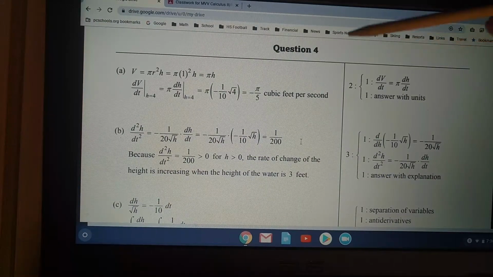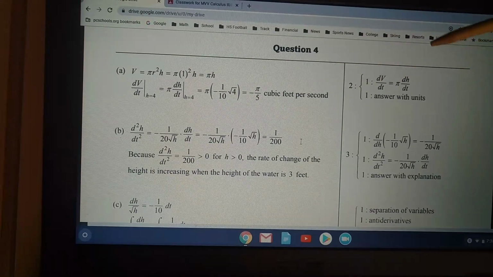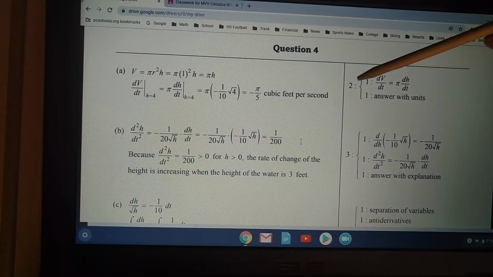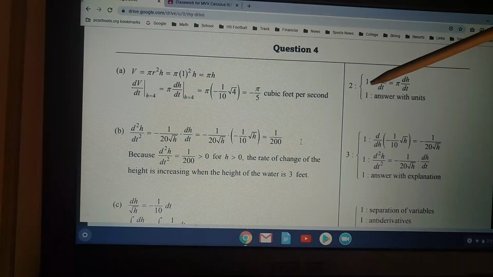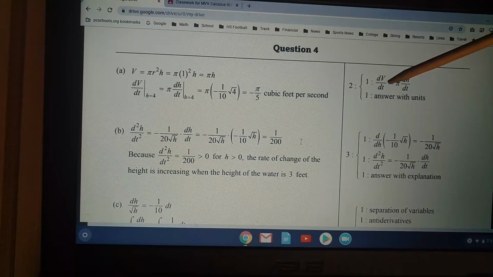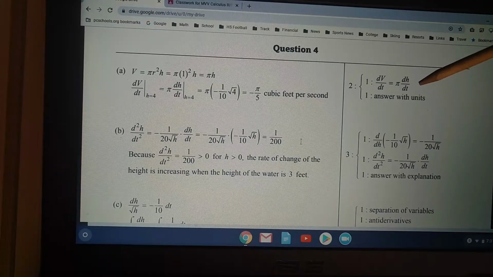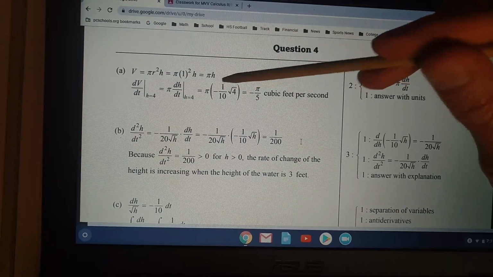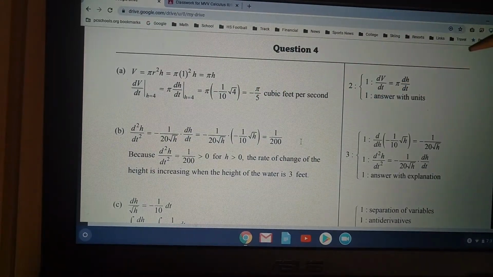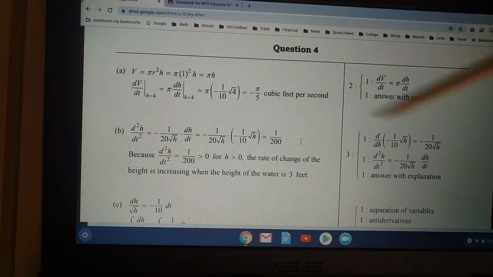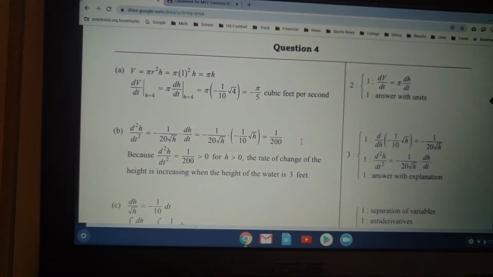So let's look at number 4, part A. By the way, this was both an AB and a BC question. Part A is worth 2 points. You get 1 point for correctly getting the derivative of V with respect to t, getting that it's pi times dh/dt. Pretty straightforward. Then if you plug in correctly h of 4 and get the answer, which is negative pi over 5, you get the second point. That one was pretty straightforward.